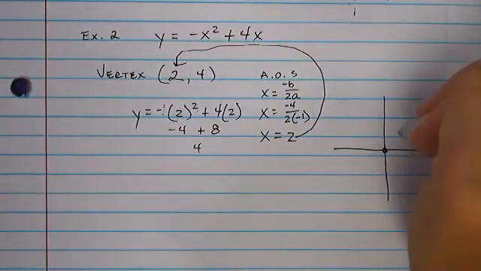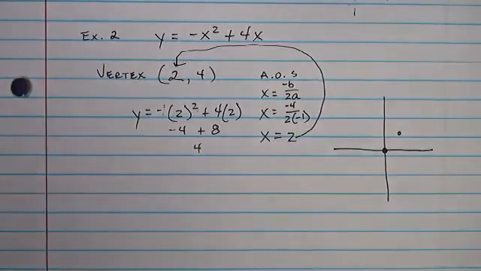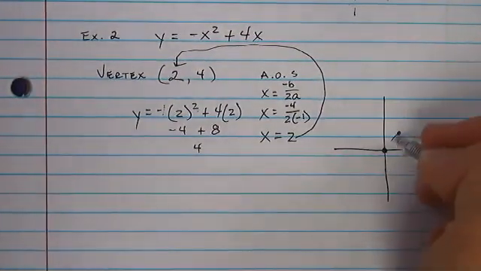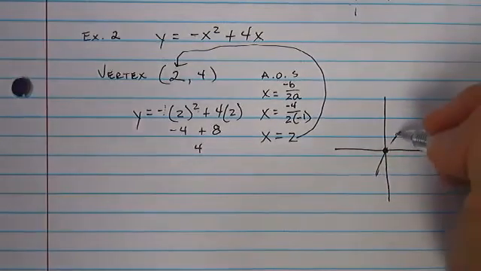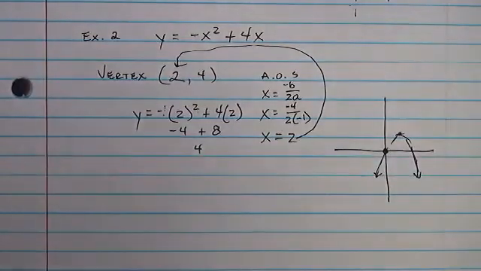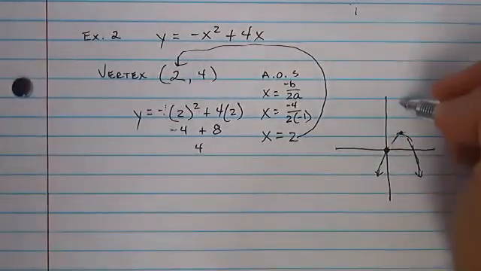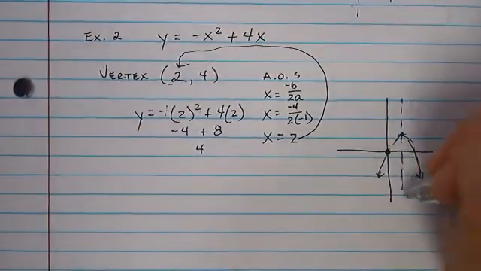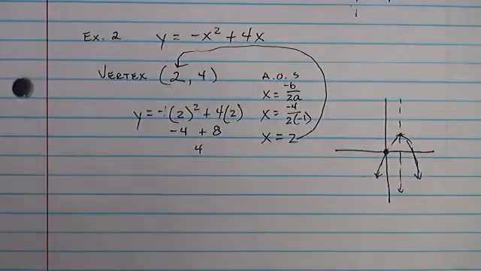So roughly 2 and 4 looks about right there. I know it opens down. So it goes like that and like that. Okay. Rough sketch, but that's what it looks like, right? And we have that symmetry about that imaginary line. And that's it, right? That's really all we're doing today.